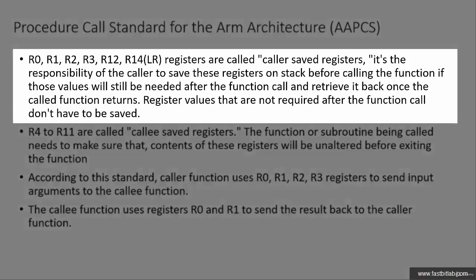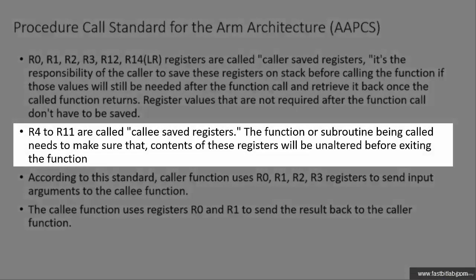R0, R1, R2, R3, R12, R14 registers are called caller saved registers. It's the responsibility of the caller to save these registers on the stack before calling the function if those values will still be needed after the function call, and retrieve them back once the called function returns. Register values that are not required after the function call don't have to be saved.